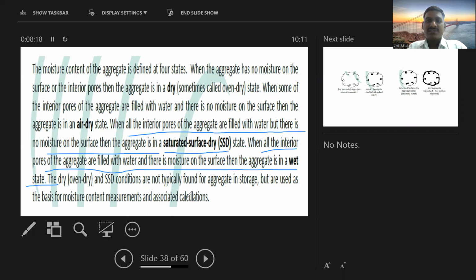No surface water is present on the surface, but the air gap holes are filled by the water. So this is the state we call the wet state, and at that time we have to keep the aggregate in the oven. So here it is written that dry oven and SSD conditions are typically found for the aggregate in storage.